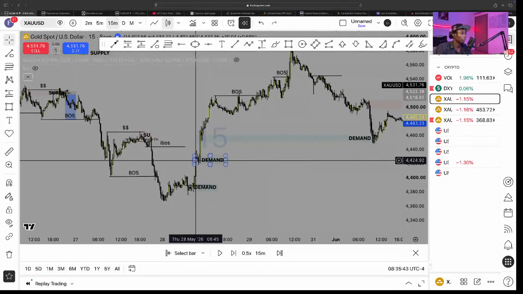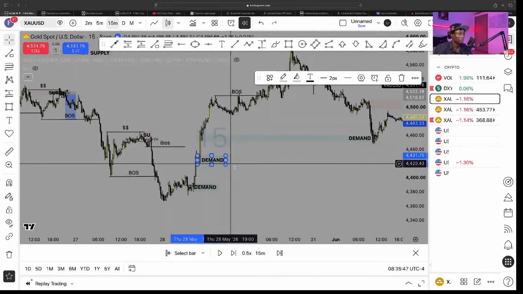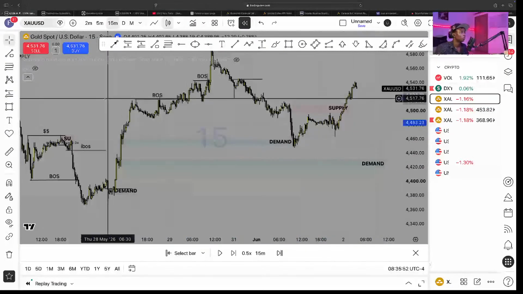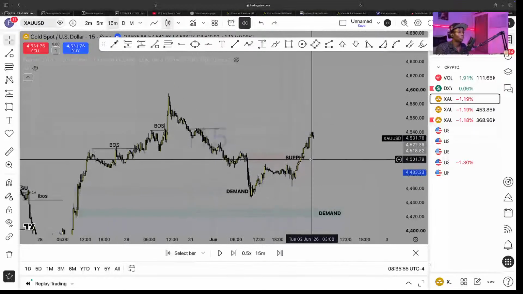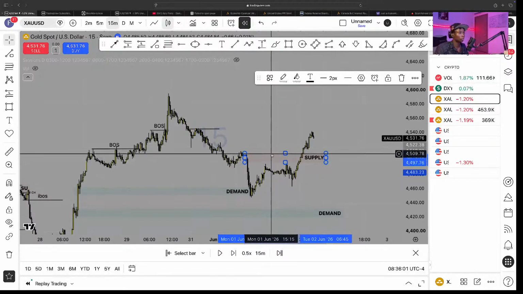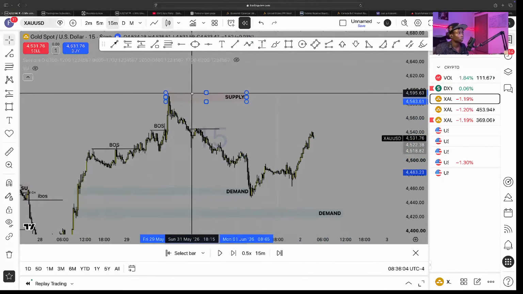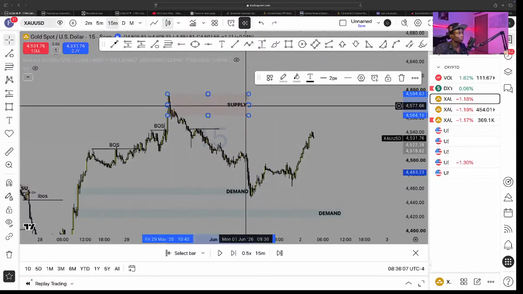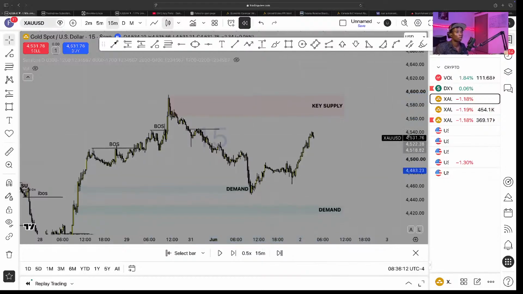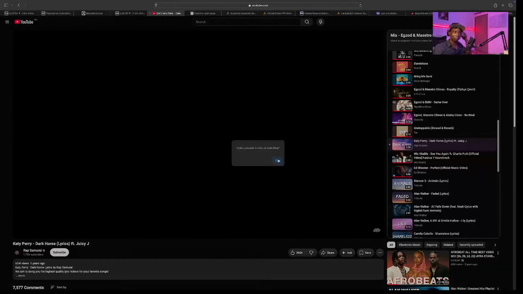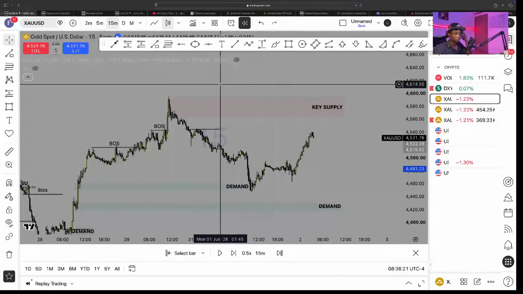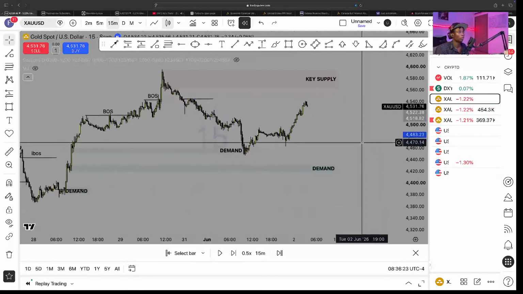So now you guys can see we have another fresh demand here. When price comes back to this level, we might be having a reaction. See, the suppliers are out. We don't have any suppliers out. Maybe I would just say this was my key supply before. This was my key supply before.